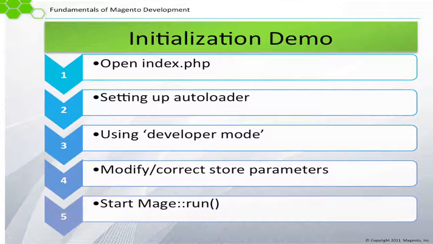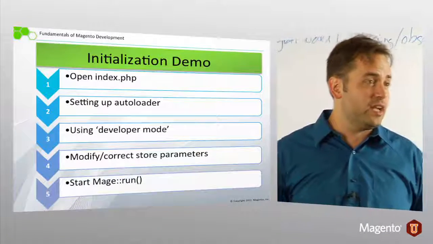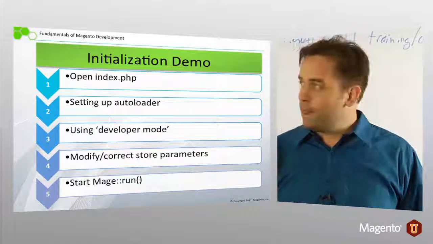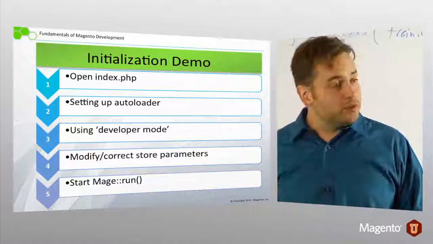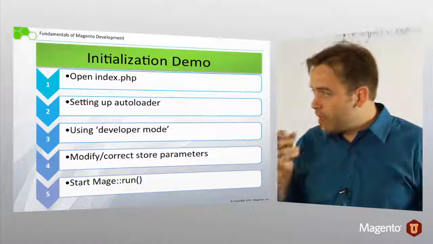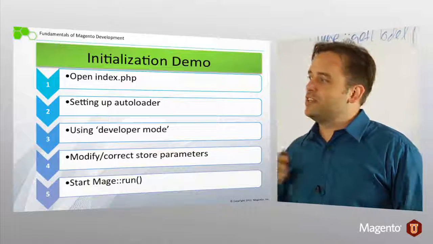Okay, we've actually done pretty much all of these. We've already opened up index.php. We've looked at the autoloader. You remember from yesterday, the autoload class. If you just want to look at how that works, it's all right in there. We enabled developer mode. What we haven't done so far is looked at store parameters.